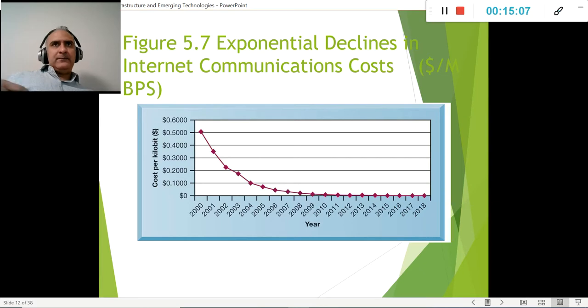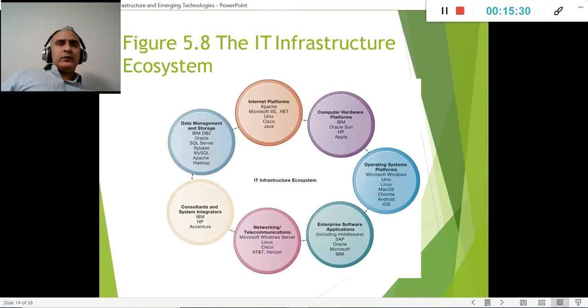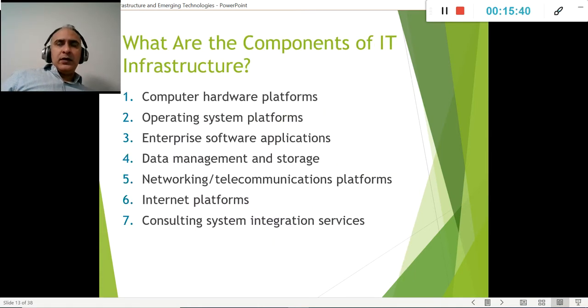So again, that has gone. The more information, the faster information, the cheaper it has become. And so this is good for us, right? So anyway, we're going to go to the components of IT infrastructure, all of these seven. I'll go through them one by one, just very quickly. Firstly, we need to understand the IT infrastructure ecosystem, because all of this works together, right?